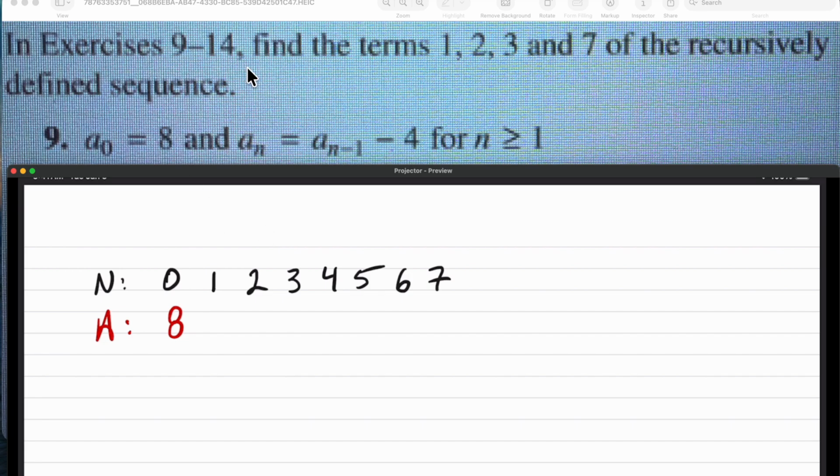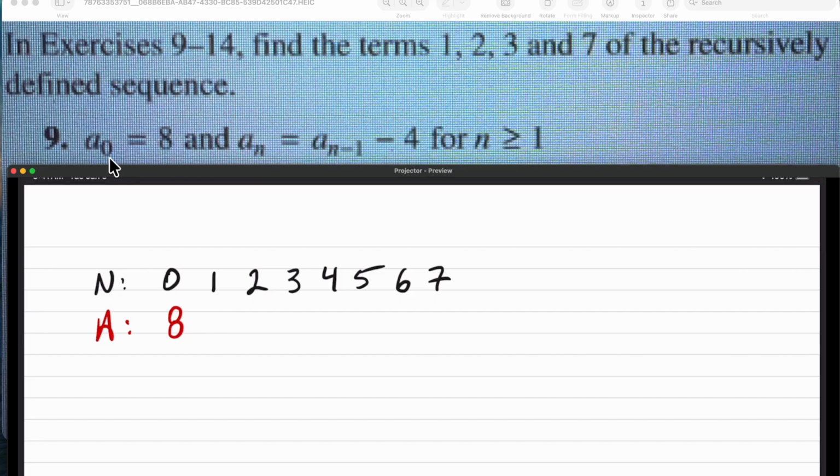Next, in this set of exercises, they're asking us to find terms 1, 2, 3, and 7 of the recursively defined sequence. So folks, when they say terms 1, 2, 3, and 7, that's the n value. That's the position of the sequence. Okay, so I went ahead and started it here.